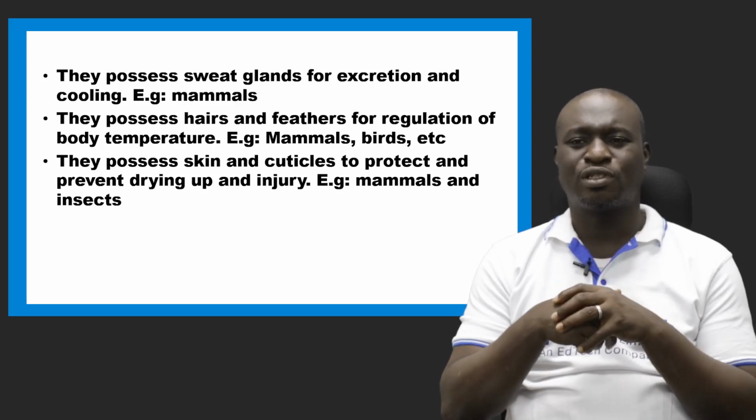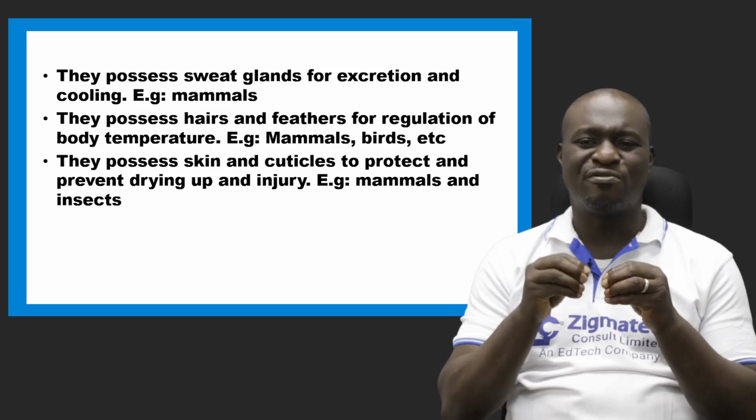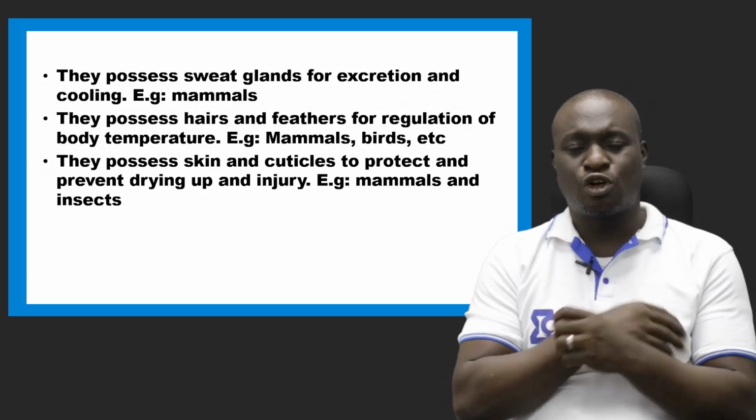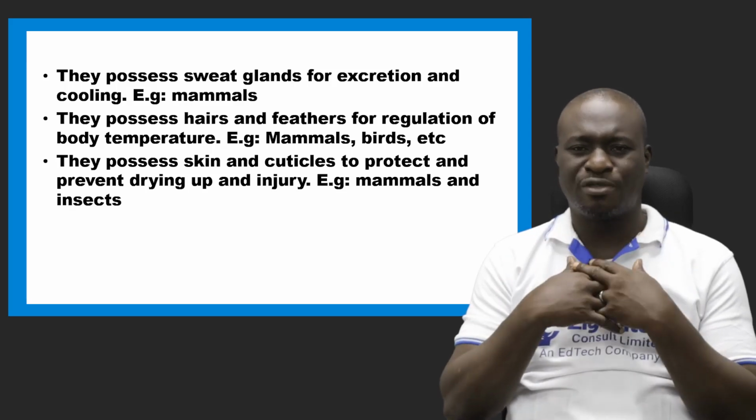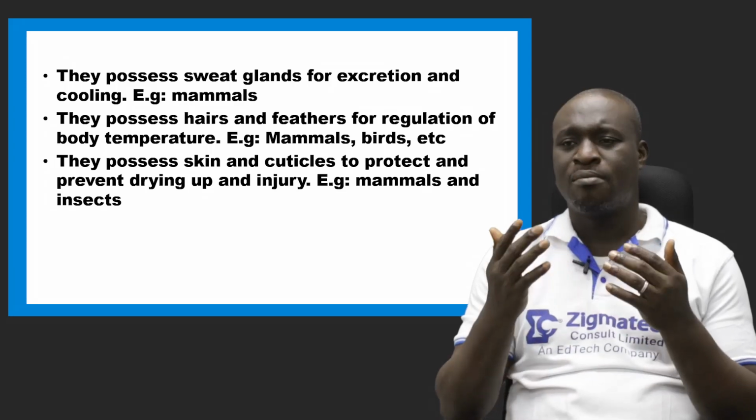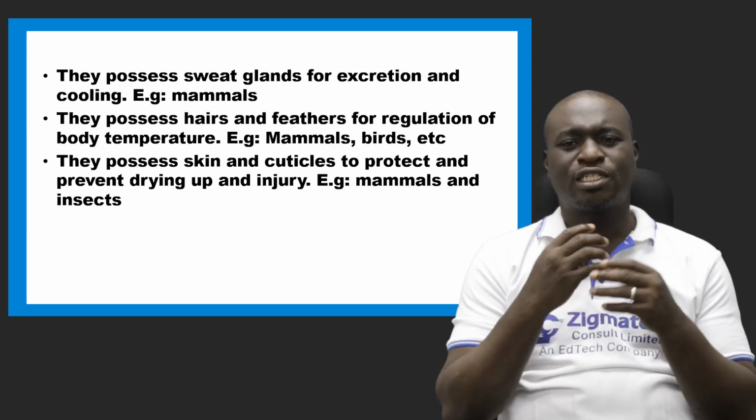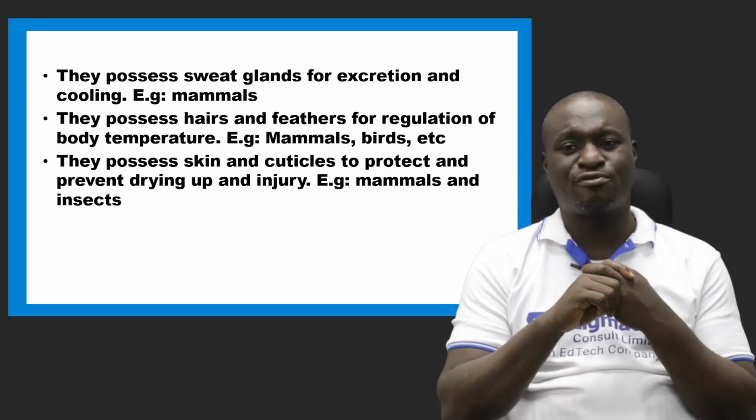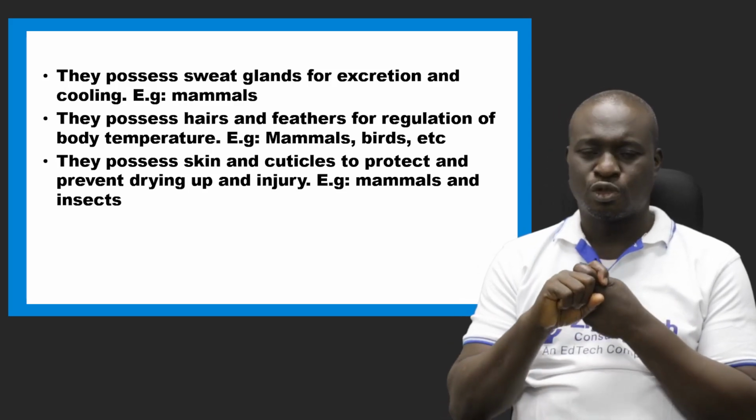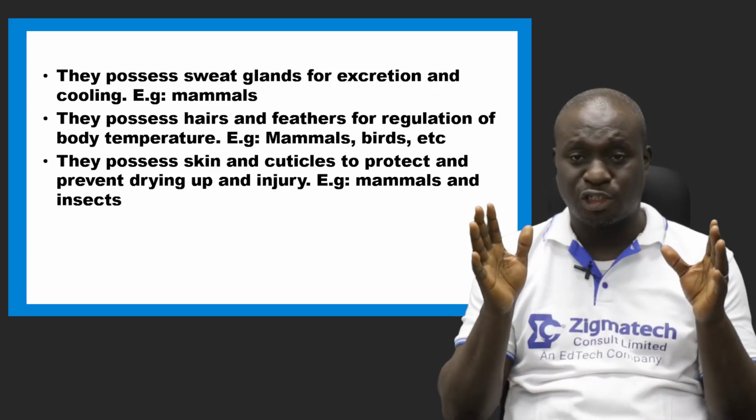And then lastly, they possess skin and cuticles to protect against drying up and injury. The skin also protects the delicate parts of the body in mammals and other vertebrates. But insects possess what we call a cuticle. This cuticle helps to prevent them from drying up and also protects them from injury. So that is some of the adaptive features. There are so many adaptive features, mind you.